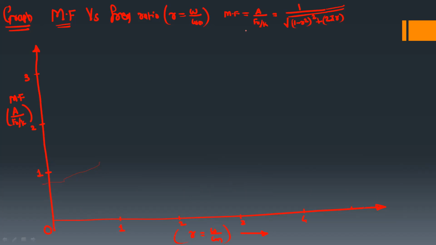Okay, so this is our reference equation. Magnification factor, which is A upon F0 upon K, is equal to 1 upon this square root. Now we have the y-axis and the x-axis. So we should calculate this value by selecting the various values of R and zeta. Okay. So you can prepare this table if you want to plot this accurately.